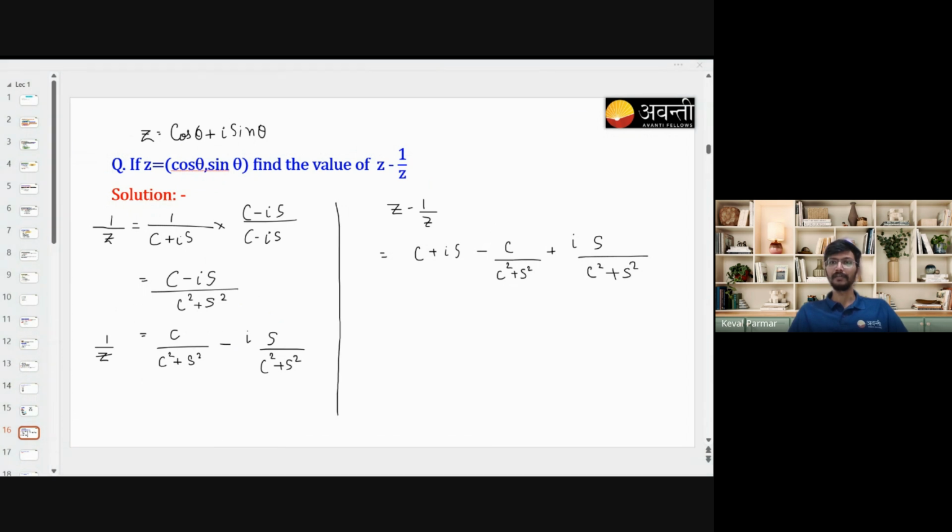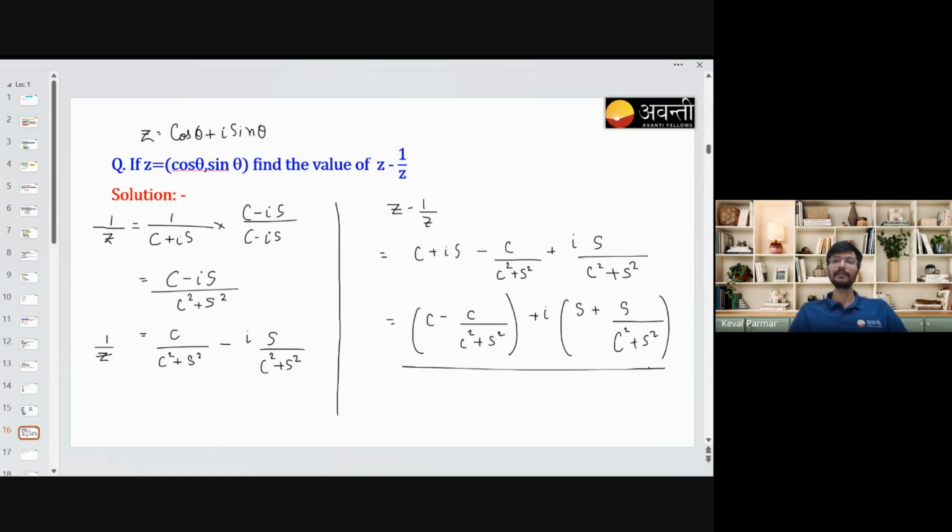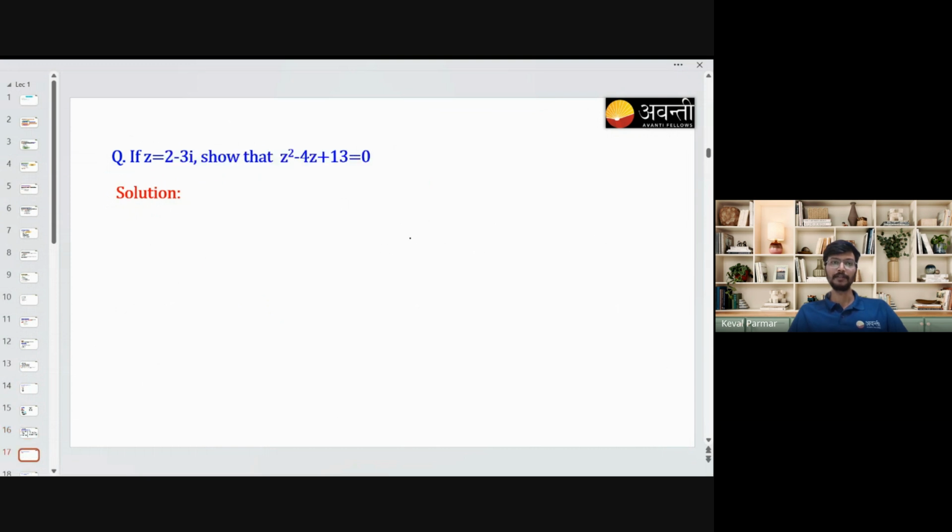So what do we have here, guys? Let us group the real and imaginary parts together. So cos minus cos upon cos square plus sine square, plus we can take i common, sine plus sine upon cos square plus sine square is my answer. Let's move to the next.